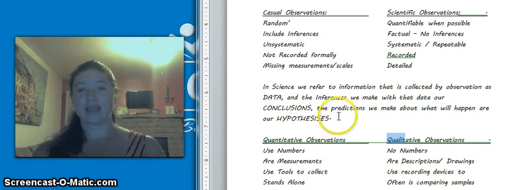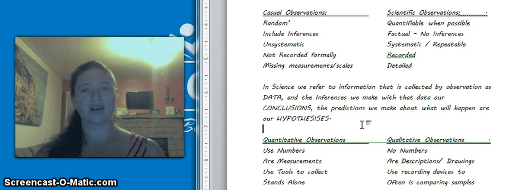Alright, hopefully this has clarified what our differences are between our observations, our inferences, and our predictions, and the difference between quantitative and qualitative. Thank you.